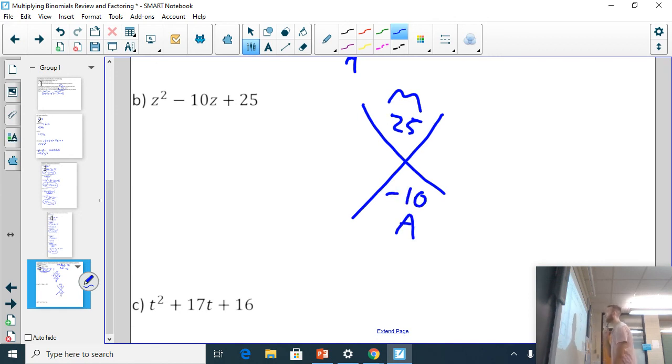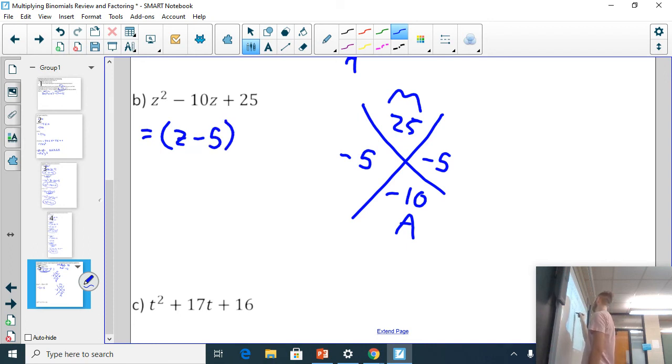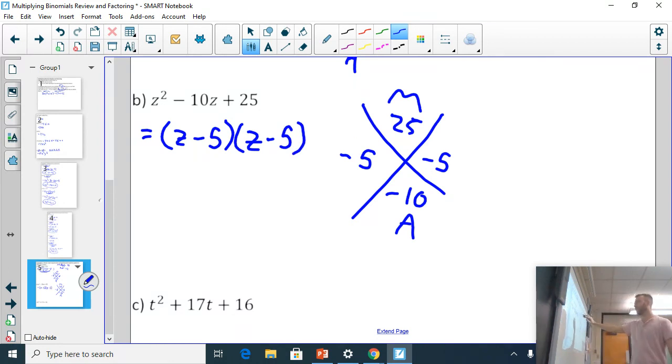And what two numbers do that? Ooh, this one might be a little weird, but I see it. I think that's going to be minus 5 and minus 5. So we have two of the same numbers. What do we do with that? Well, we could still just put that in like that. But there's a nicer way to write this, isn't there?